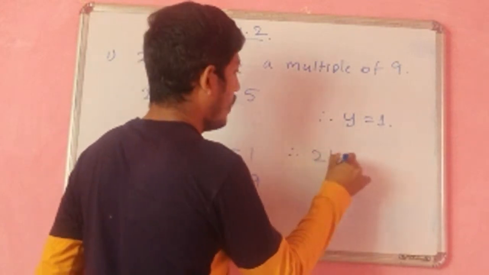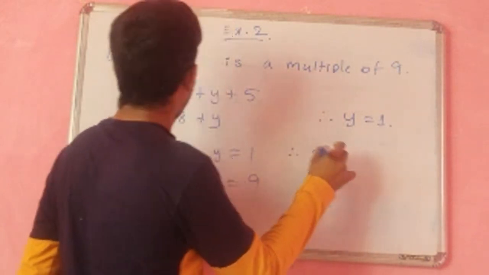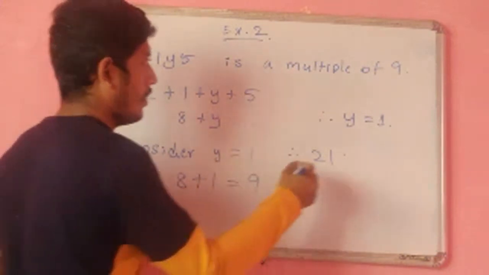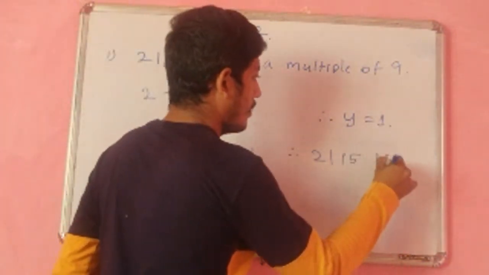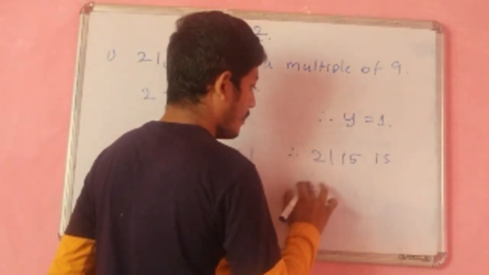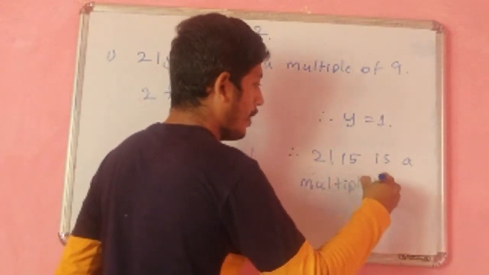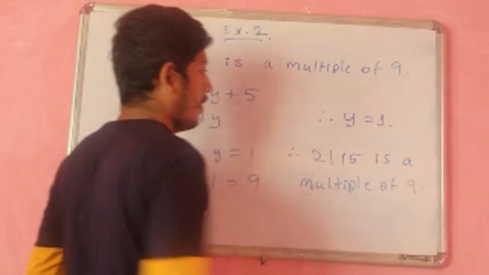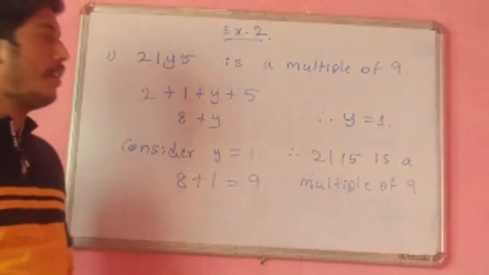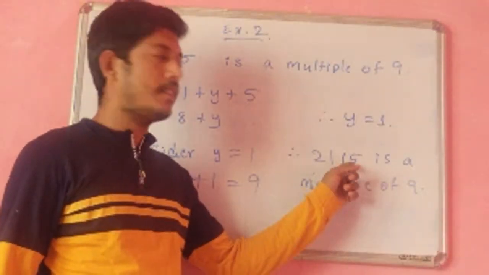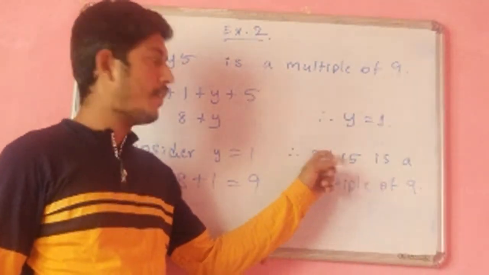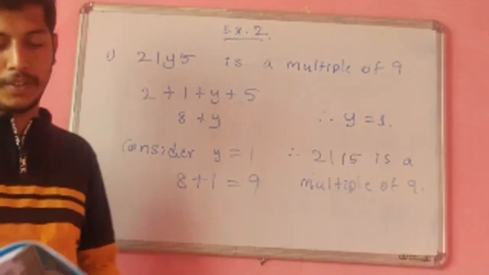Therefore 2115 is a multiple of 9. 5 plus 1 is 6, 6 plus 1 is 7, 7 plus 2 is 9. Okay, this is the first problem.